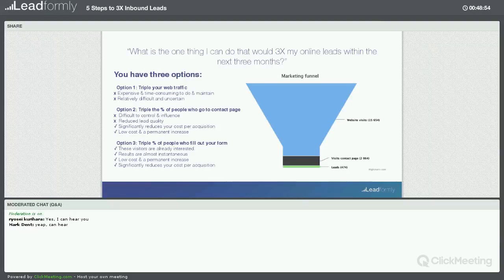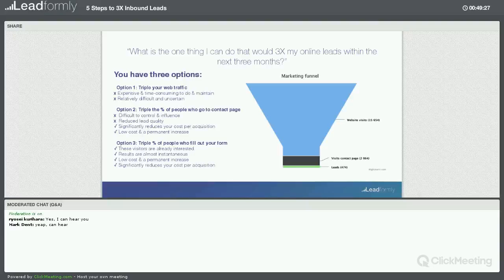So your options are, you could triple your web traffic. The problem with this is that tripling your web traffic is quite expensive. If you were to just try to buy 3 times as much traffic, you're probably going to need to increase your marketing budget or buy a lot of traffic, and that's very expensive and difficult to maintain, because although it would work, and you would probably get a significant increase in leads, you would have to continue paying to keep up the increase in leads.